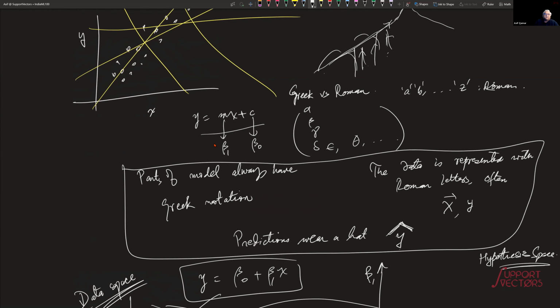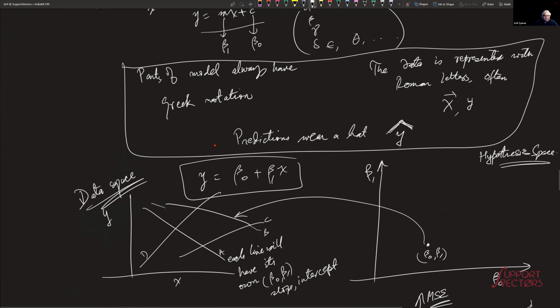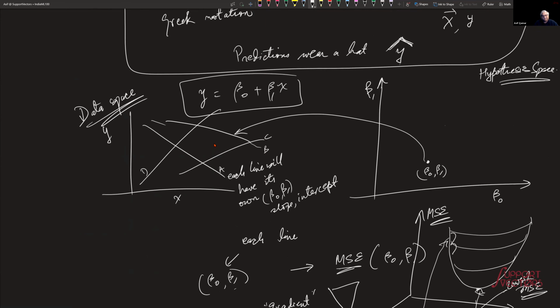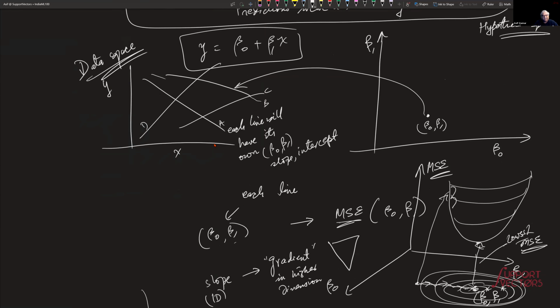We talked about the fact that in science, in machine learning in particular, in data science, we tend to use Roman letters for data, Greek letters for models and pieces of the model. We call them parameters of the model, or parameters of the hypothesis. Then we make predictions that our models make wear a hat. Right? So in terms of Greek notation, the simple equation of a line mx plus c is rewritten as beta naught plus beta 1x, betas being the Greek letters.